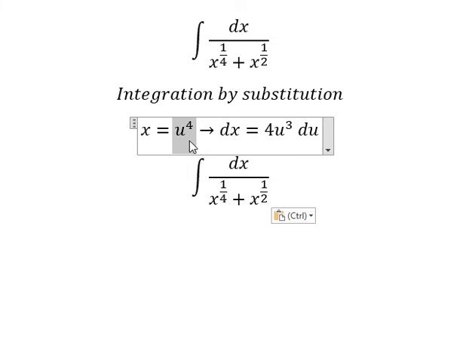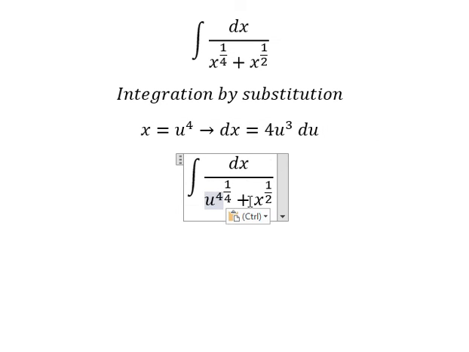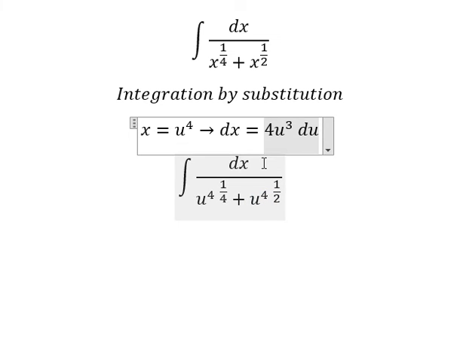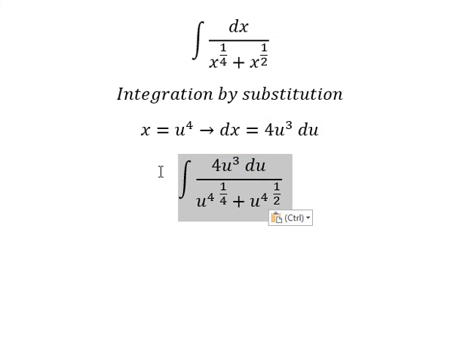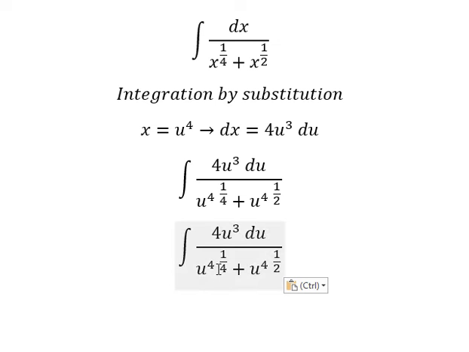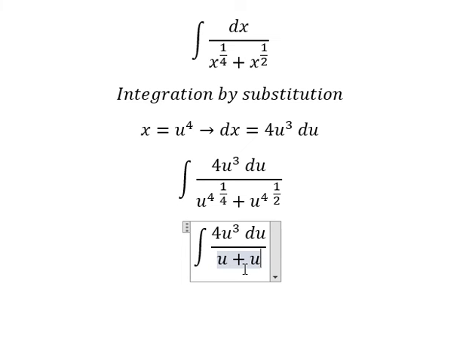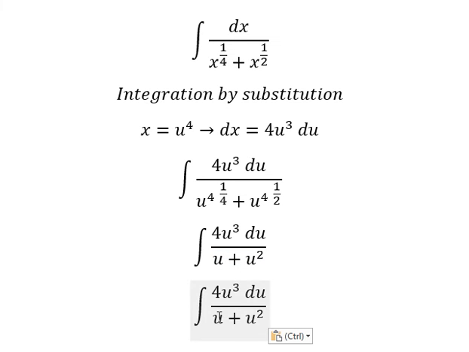So I will put this one going here and this one going here. The s we change by this one. 4 multiplied by 1 over 4, you get number 1. 4 multiplied by 1 over 2, you get number 2. So we have u square. Now we have u and u.